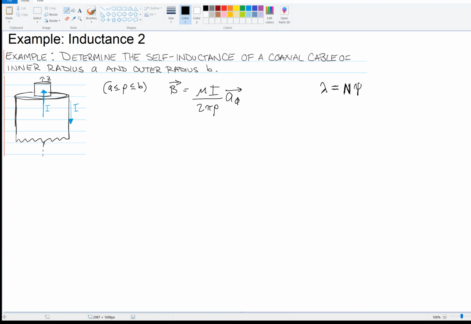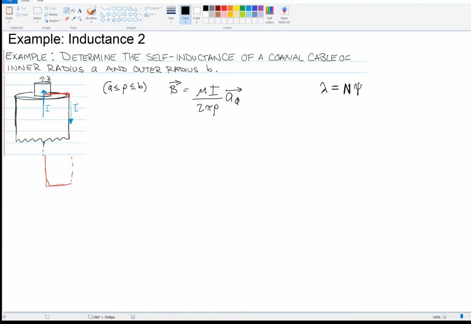Well, if I is in the inner conductor and then the equal and opposite I is in the outer conductor, then there's an implied, at some point these things need to touch, right? At some point, so that the current goes back this way, and way out here it has to go like this. Okay, so there is one loop.